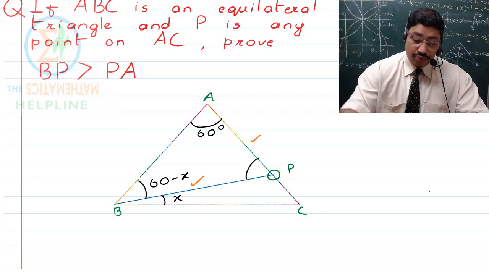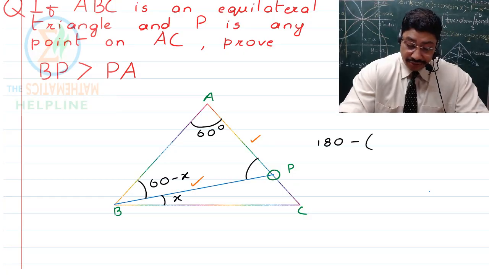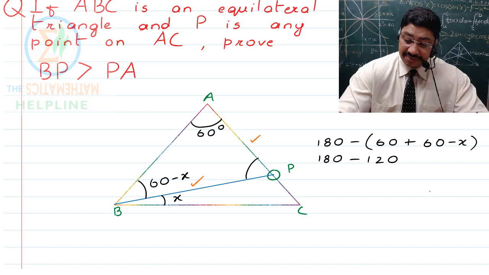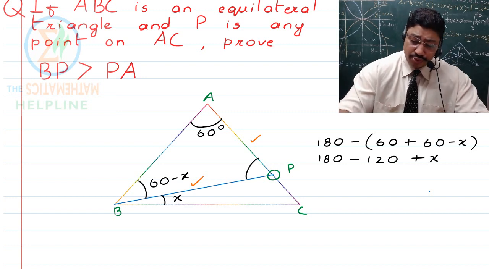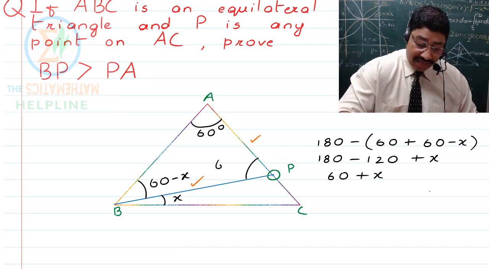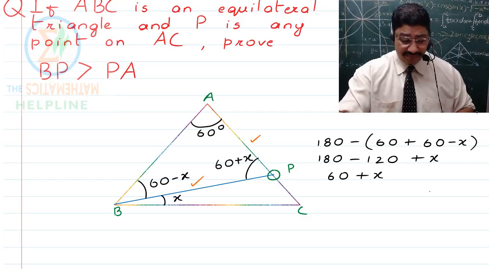Now for that, what you can do is, if from 180 you subtract the sum of the other two, that is 60 plus 60 minus X, you will get to 180 minus 120, and as minus minus will become equal to plus, so plus X is what you will have. 180 minus 120 will become equal to 60, and plus X, this is the angle which this angle is, right? And thus this angle BPA also has been measured.